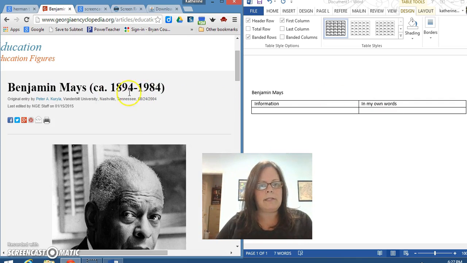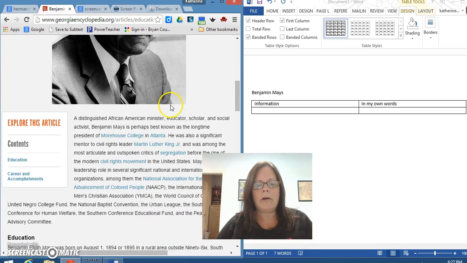For Benjamin Mays, he was born in 1894 and died in 1984. Well, I already know a little bit about him just from discussions that we've had in class. He was very influential in the civil rights movement. Even though you may not have heard a lot about him, his influence was primarily on Martin Luther King Jr. as a mentor and as a teacher.